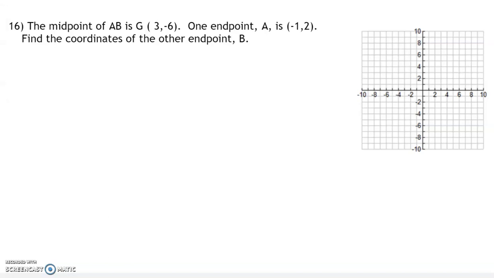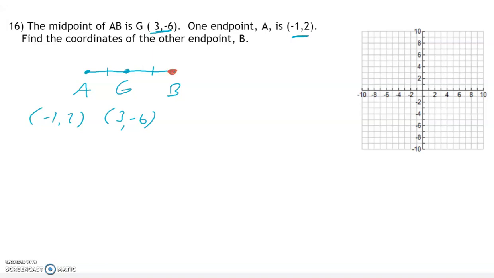The midpoint of AB is (3, -6). One endpoint of the segment is (-1, 2). Find the coordinates of the other endpoint B. As a visual, we have the segment AB. The midpoint, which is not M in this case but G, is (3, -6). A is (-1, 2), and because this is the midpoint, these are two congruent segments, and we're trying to find the coordinates of the other endpoint.